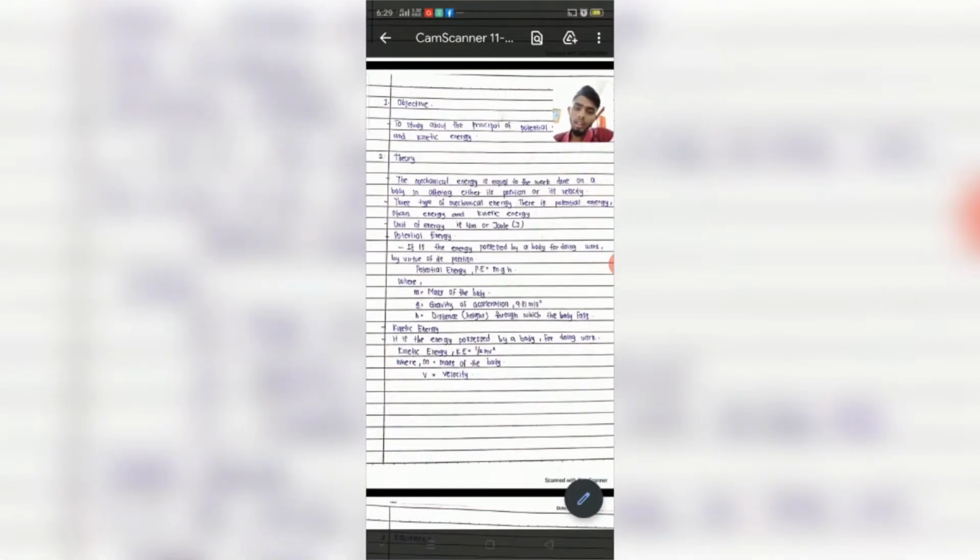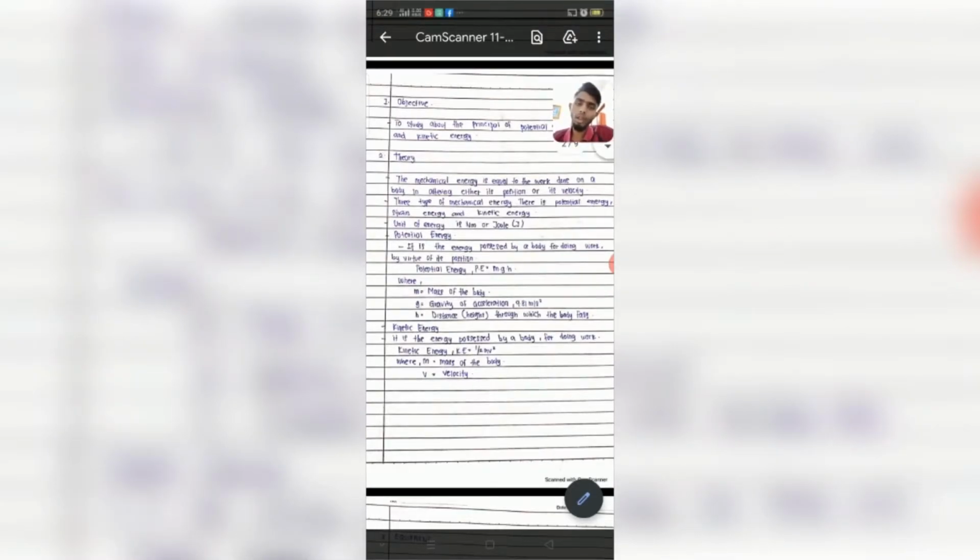toward which the body falls. And kinetic energy is the energy possessed by a body for doing work. Kinetic energy, where m is mass of the body and v is velocity. Now I pass to my friend to talk about the next part.